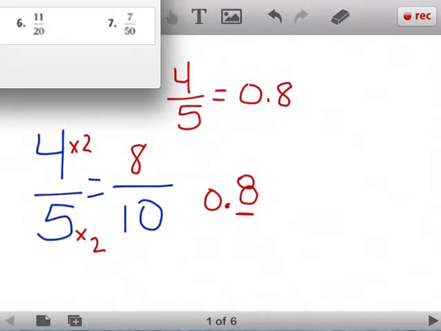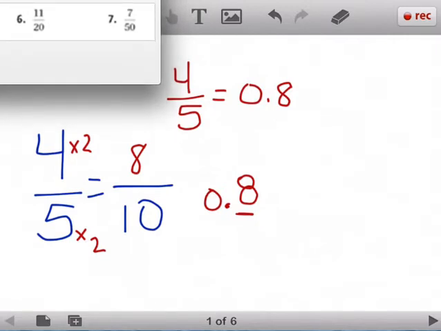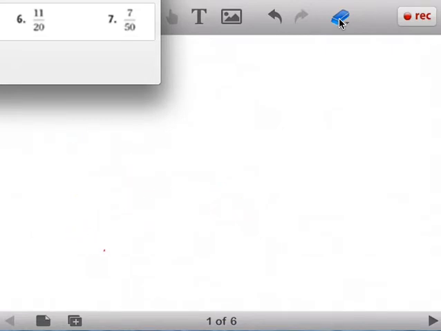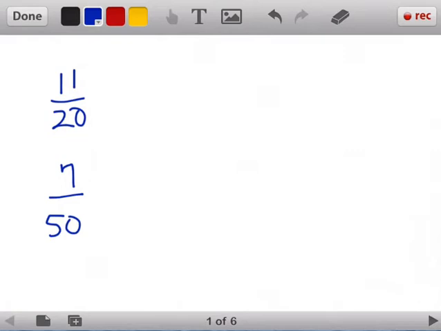Okay, so what I want you to do now is take a minute and see if you can do the other two on your own, the 11/20ths and 7/50ths. So take a second, pause the video for me, because I can't pause it, and see if you can do those two on your own. Okay, so we want 11/20ths, and what that would equal as a decimal, and 7/50ths, and what that would equal as a decimal. So pause now, and then when you come back, we'll go over it.